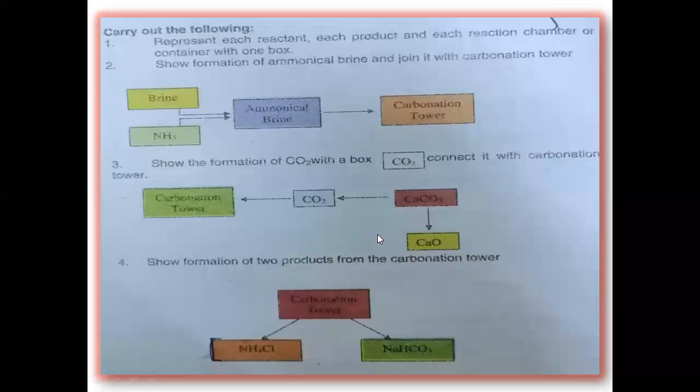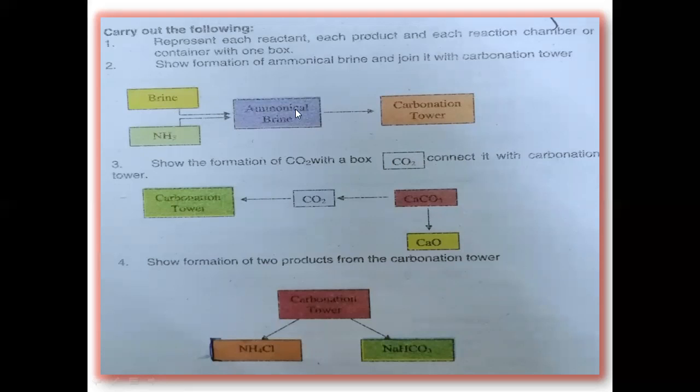Coming towards the flow sheet, how to draw the flow sheet of this Solvay process. You can see that the box, or this rectangle, represents each reactant and product. For each reaction chamber or container, we will mention the reactant and product separately, each in its own box. You can see brine reacts with ammonia. They are two different reactants, so we will mention them in separate boxes. One reactant is brine, one reactant is ammonia gas.